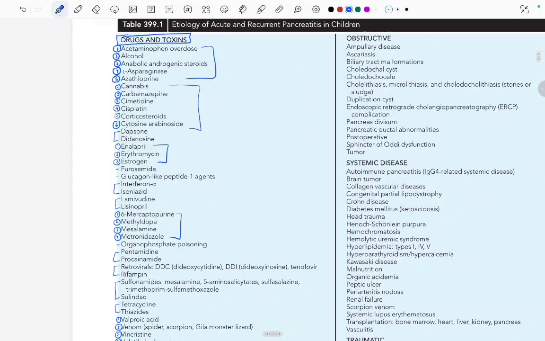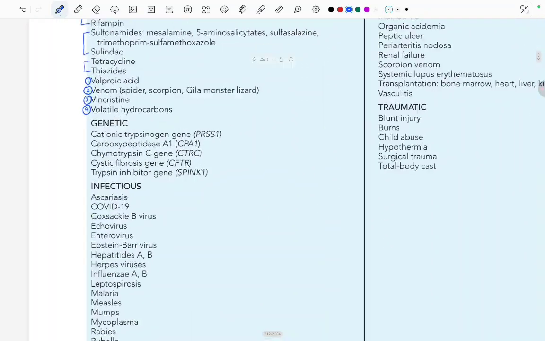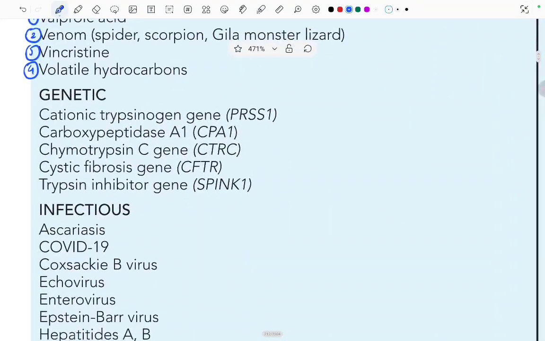These were all the drugs which were causing acute or recurrent pancreatitis in children. Now coming to the genetic causes. In genetic we can have cationic trypsinogen gene, carboxypeptidase A1, chymotrypsin C gene, cystic fibrosis gene, and trypsin inhibitor gene.